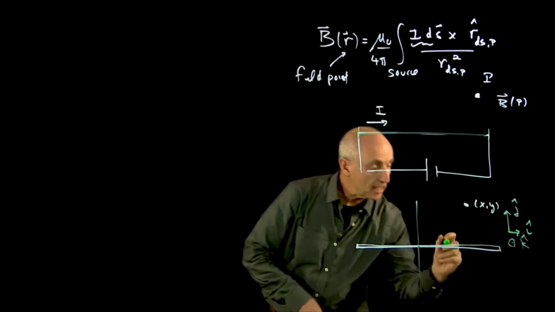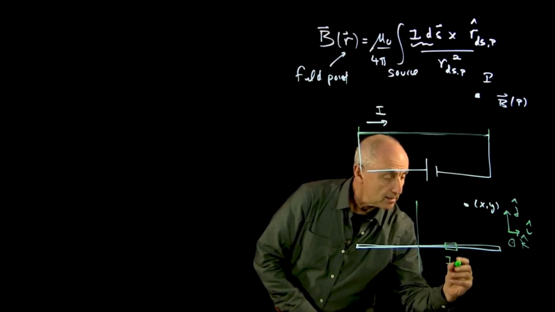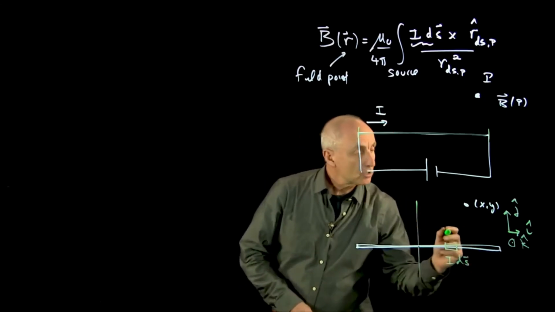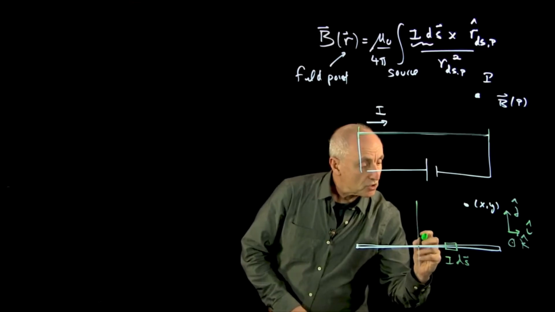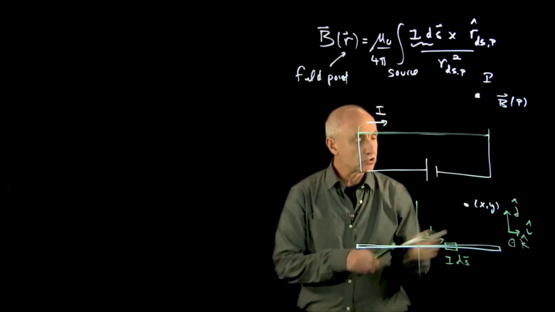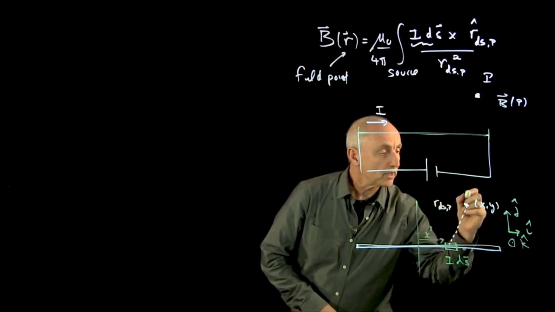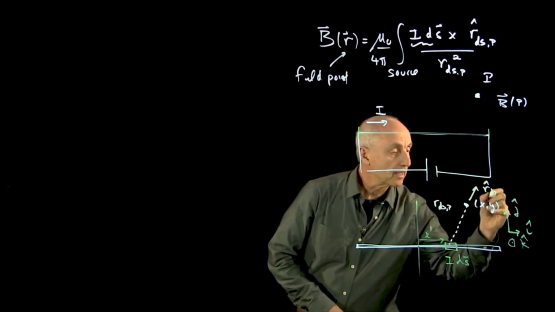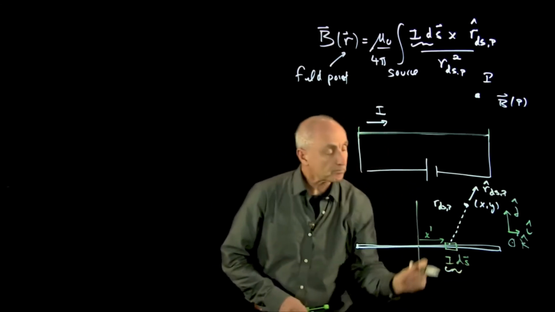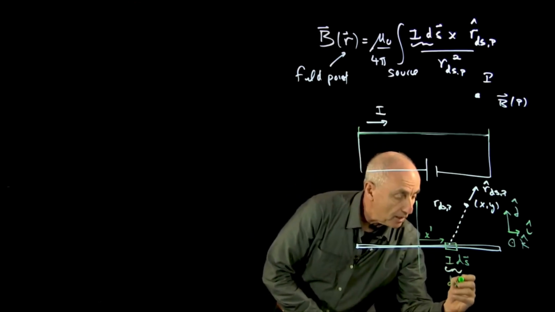And now this is my finite wire. What I want to do is pick a source element in this wire. I'll exaggerate its size. And this is my I ds. Now the crucial thing is to choose an integration variable in this coordinate system. So I'm going to call this my x prime, and I want to draw the distance, that's our r, from ds to the field point, and that unit vector points out. And this is enough. We still have to relate the length of our source to our integration variable, so we have a dx prime.